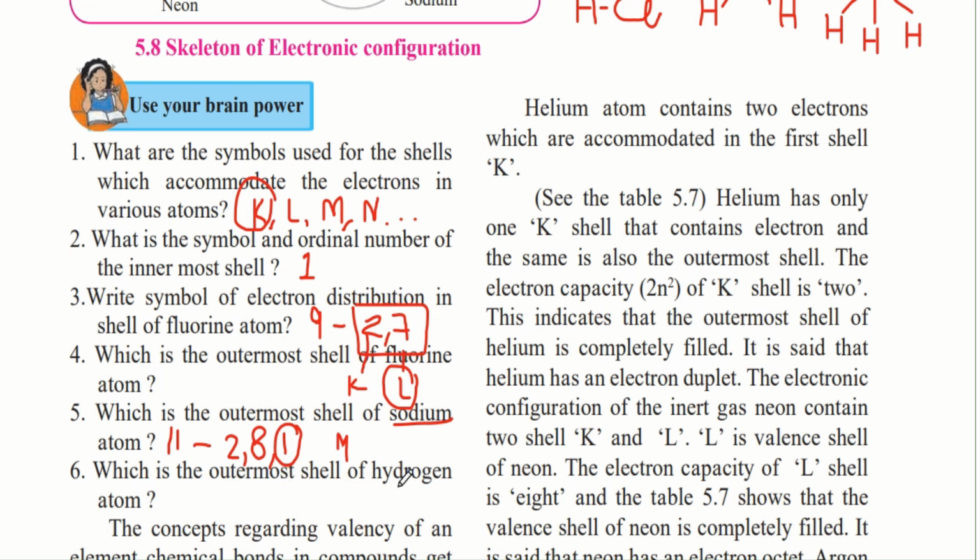Which is the outermost shell of the hydrogen atom? So hydrogen has just 1 electron in its atom. And therefore that would be put in the K shell. So that is the only and the outermost shell of hydrogen.